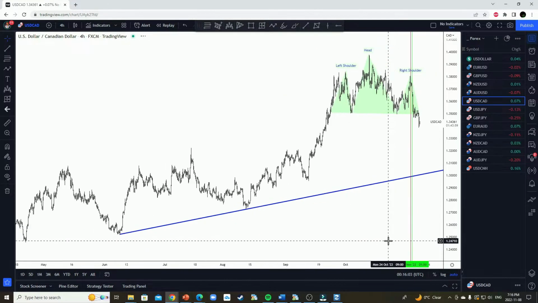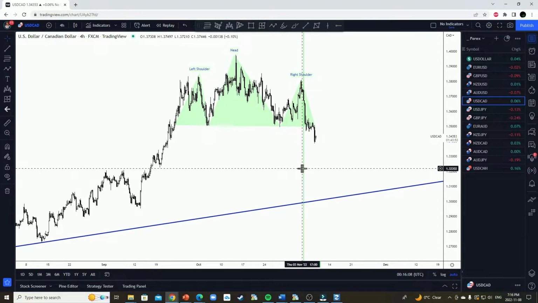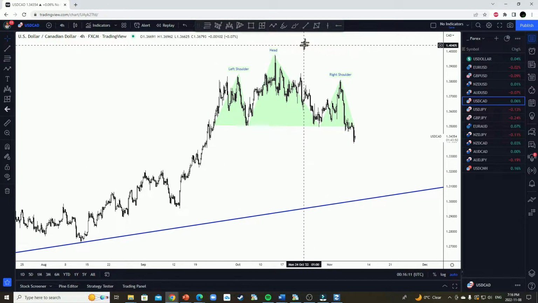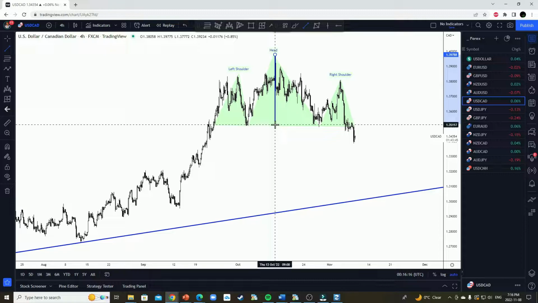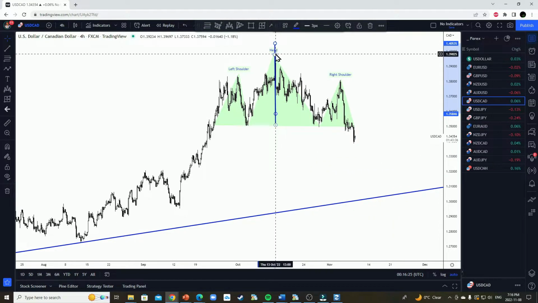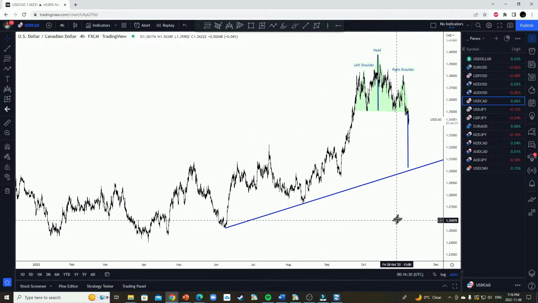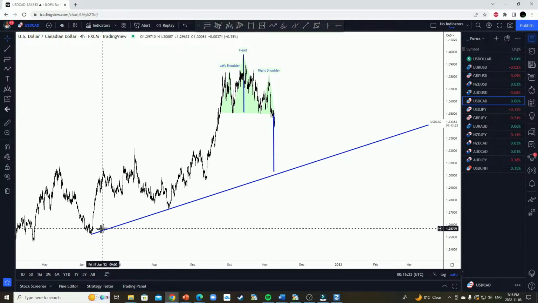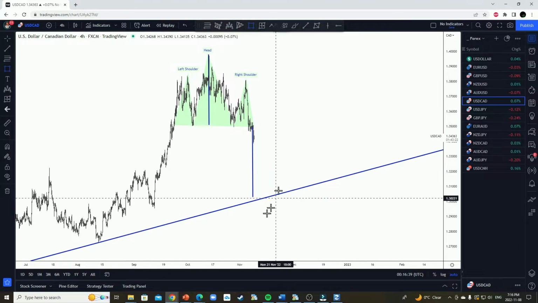As far as targets, the first one that I see is over here. The second potential one, let me remove this. The second potential target would be to play the pattern as it is intended to, which is to take the measurement from the head. Let's clone this and then connect it to this. And this ends up very near this support over here. So I think this is a very good zone to take profits. This zone over there.